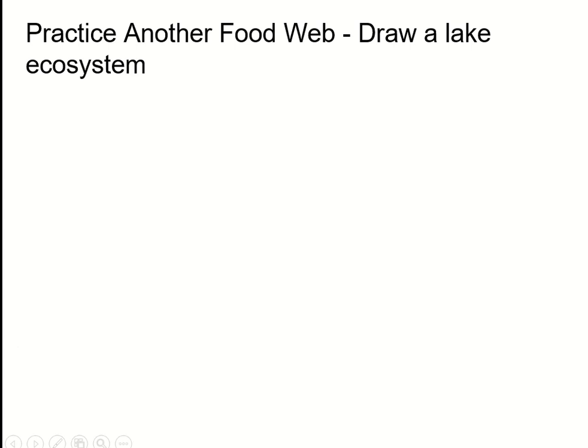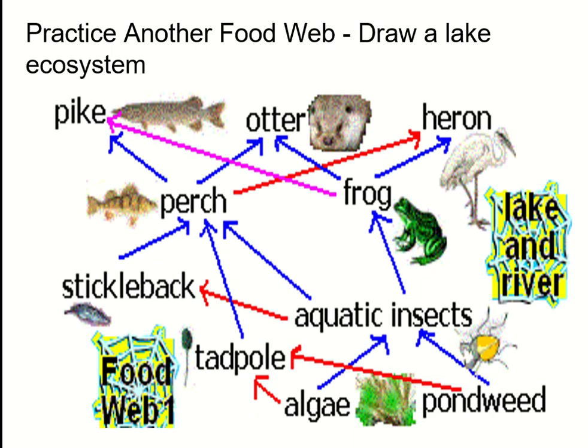I would like you to draw a lake ecosystem with as many species as you can think of. Think of Lake Charleston. And I want you to try to include all the different types of consumers. So this is clearly not Lake Charleston. This is a lake a little further up north. But you can see how I've included several things. One of the main things is the algae and the pondweed, which are going to be the producers, or the autotrophs, for everybody.